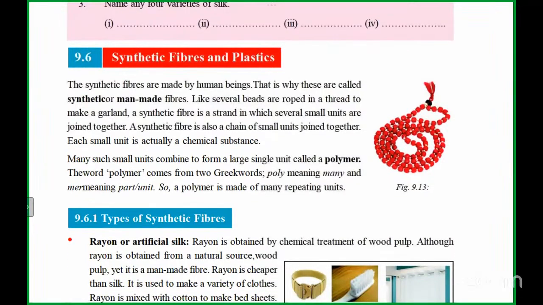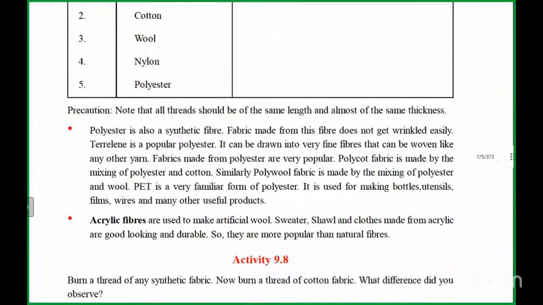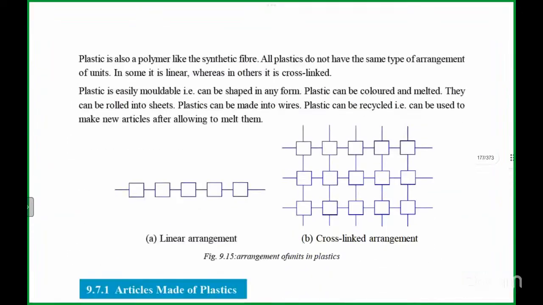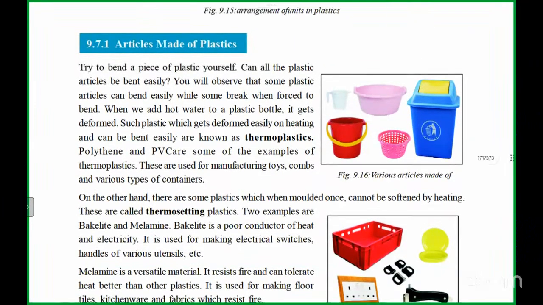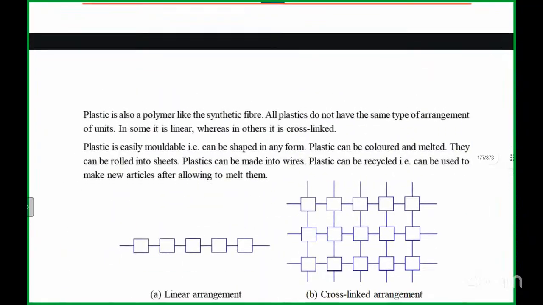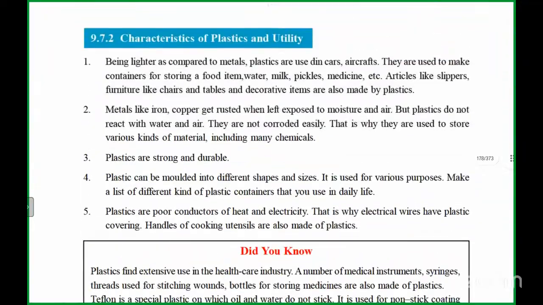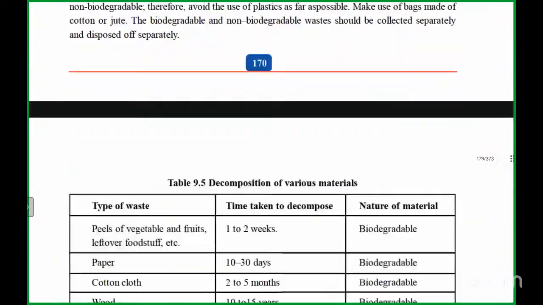Synthetic fibers and plastic. The types of synthetic fibers, and you have to do what are some characteristics of synthetic fibers. A question may come, what are synthetic fibers? Give characteristics. So characteristics also you have to prepare. Plastics, two types of plastics, thermoplastic and thermosetting. Their types, names and examples are there. Two types of arrangement in plastic, linear arrangement and cross-linked arrangement. Then what are the characteristics and importance of plastics? Effects of plastic on the environment.